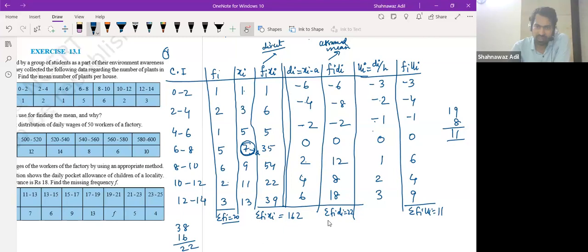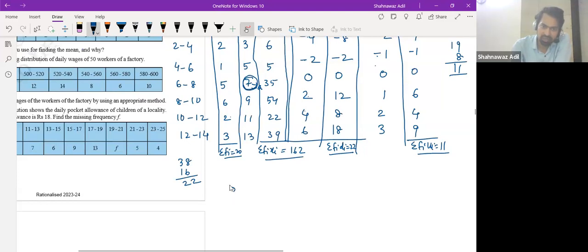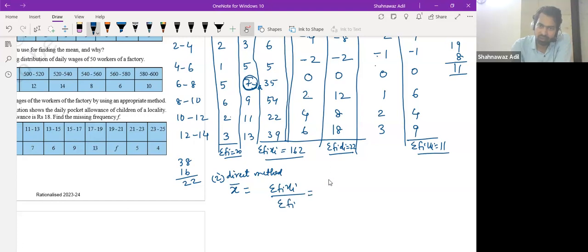So as you guys can see, we have calculated all of these. Now let us see what is the value from all these methods. From the direct method, mean is summation fi xi divided by summation of fi. So 162 divided by 20, right? So this is 8.1, right?